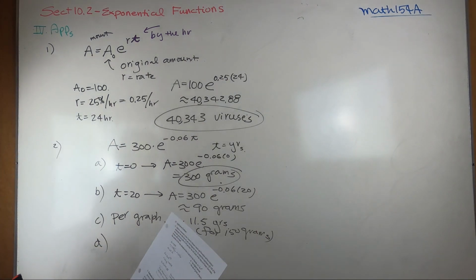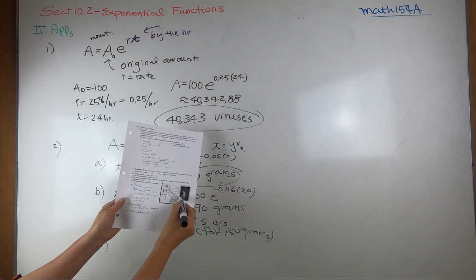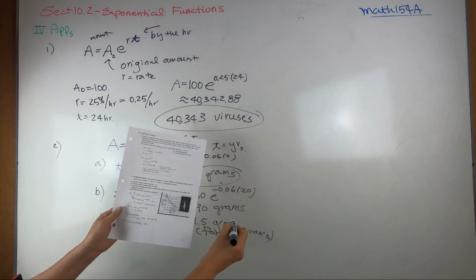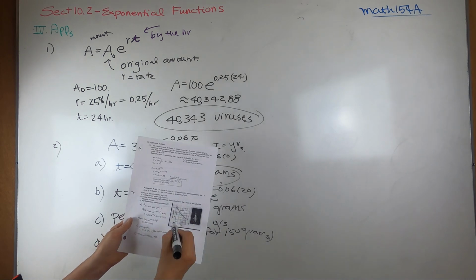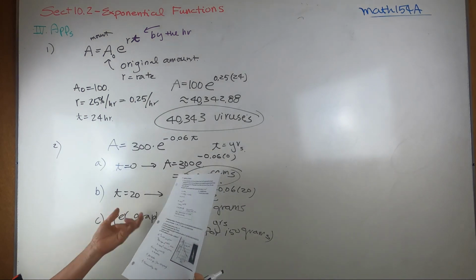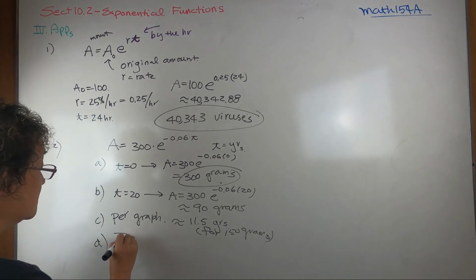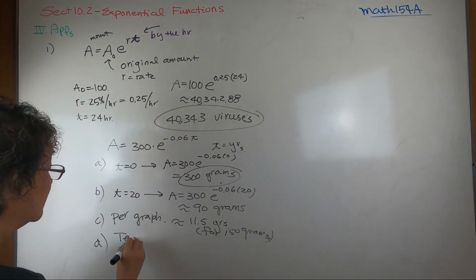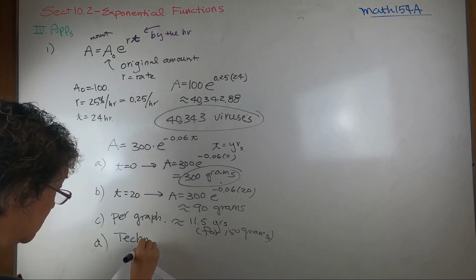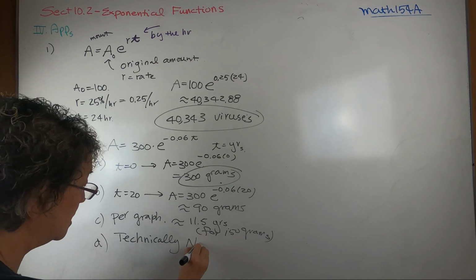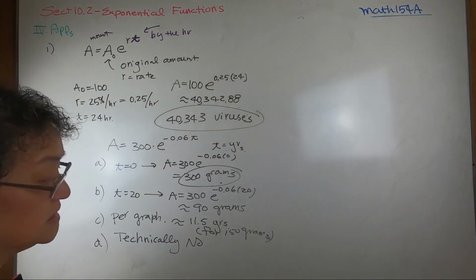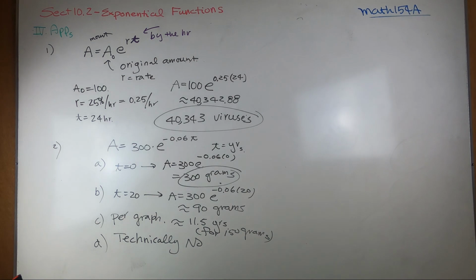Then the next one: will the substance ever decay completely? We say it will go smaller and smaller, but it will never touch the 0 line. So it becomes very tiny, and it's almost like none at the end, right? But technically, it's no. You will never get to the 0 position. Okay?